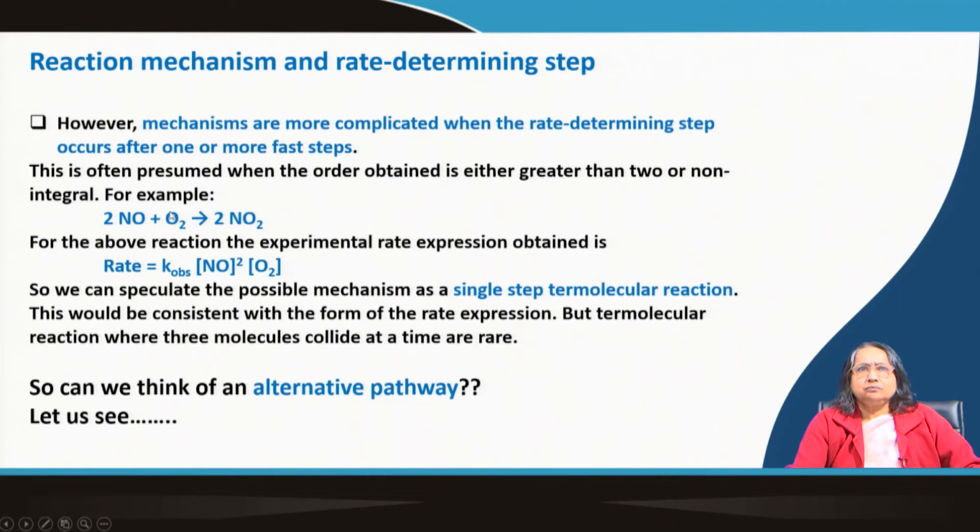For example, this is another reaction: 2NO plus O2 giving 2NO2. Here for the rate expression, it is observed that rate is k observed times the concentration of NO to the power 2 times the concentration of oxygen. So you can tell that it is matching with this. So maybe this is a one step mechanism.